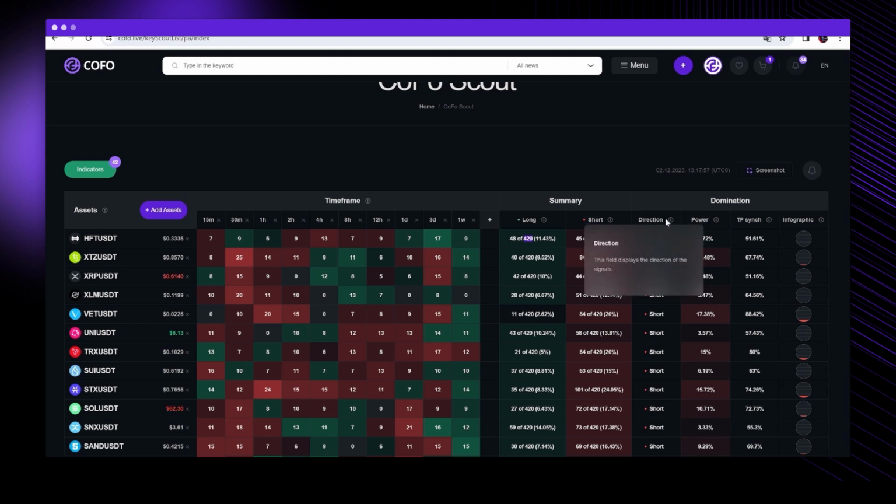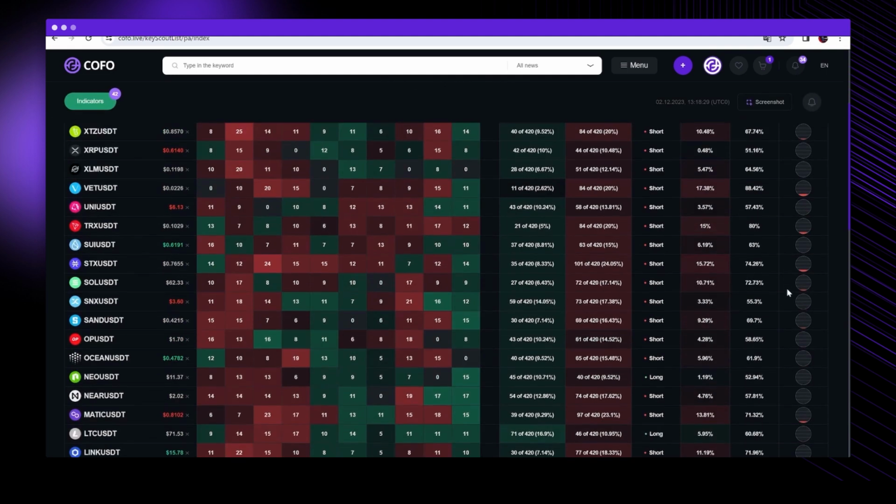In this direction tab, we can clearly see the dominant direction that remains in the long position for this particular asset. The Power tab displays the strength of this long. Synchronization by timeframes demonstrates the overall dominance of timeframes for certain signals for long or short positions. And accordingly, the infographic fills up and displays the probability of long or short positions for each asset.